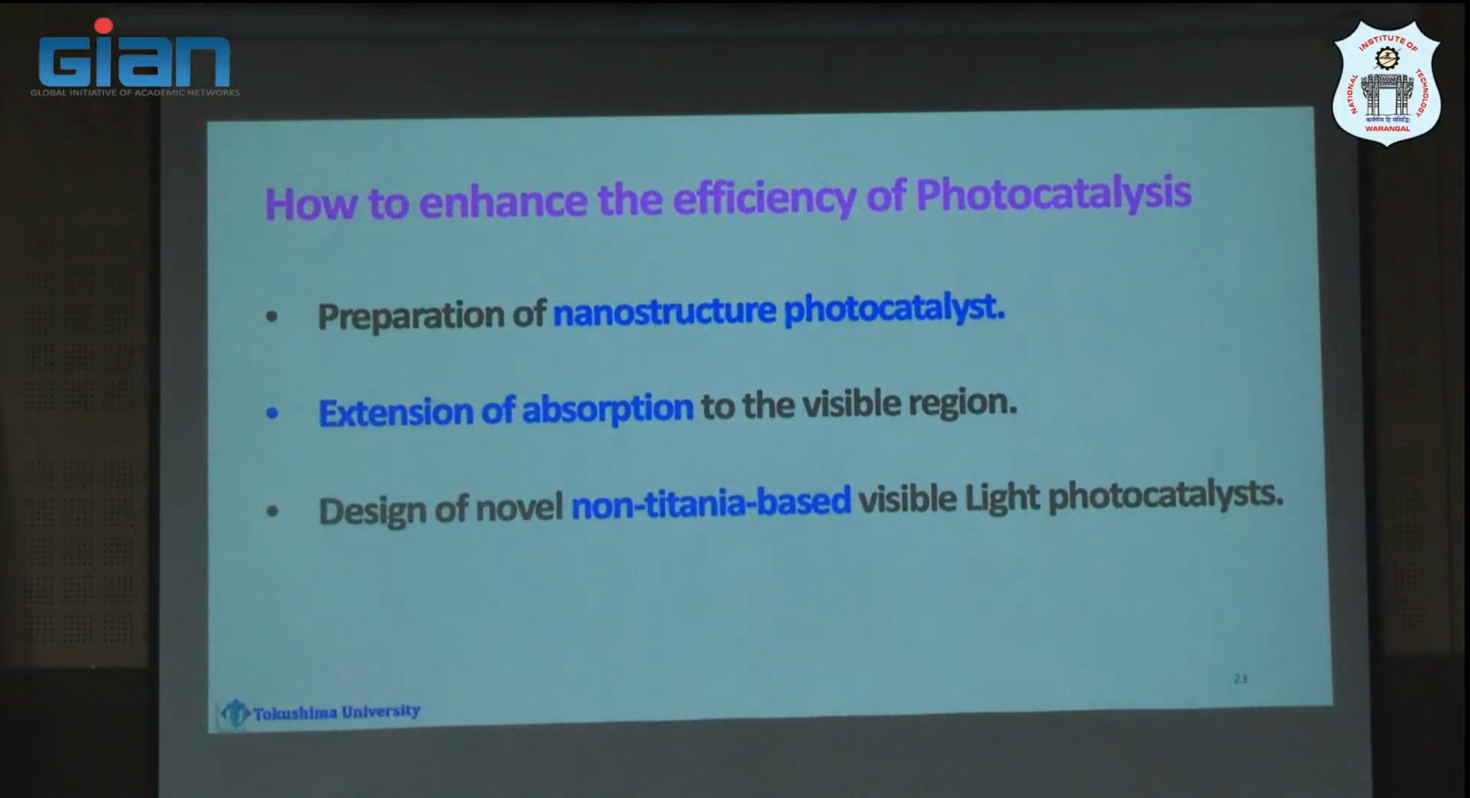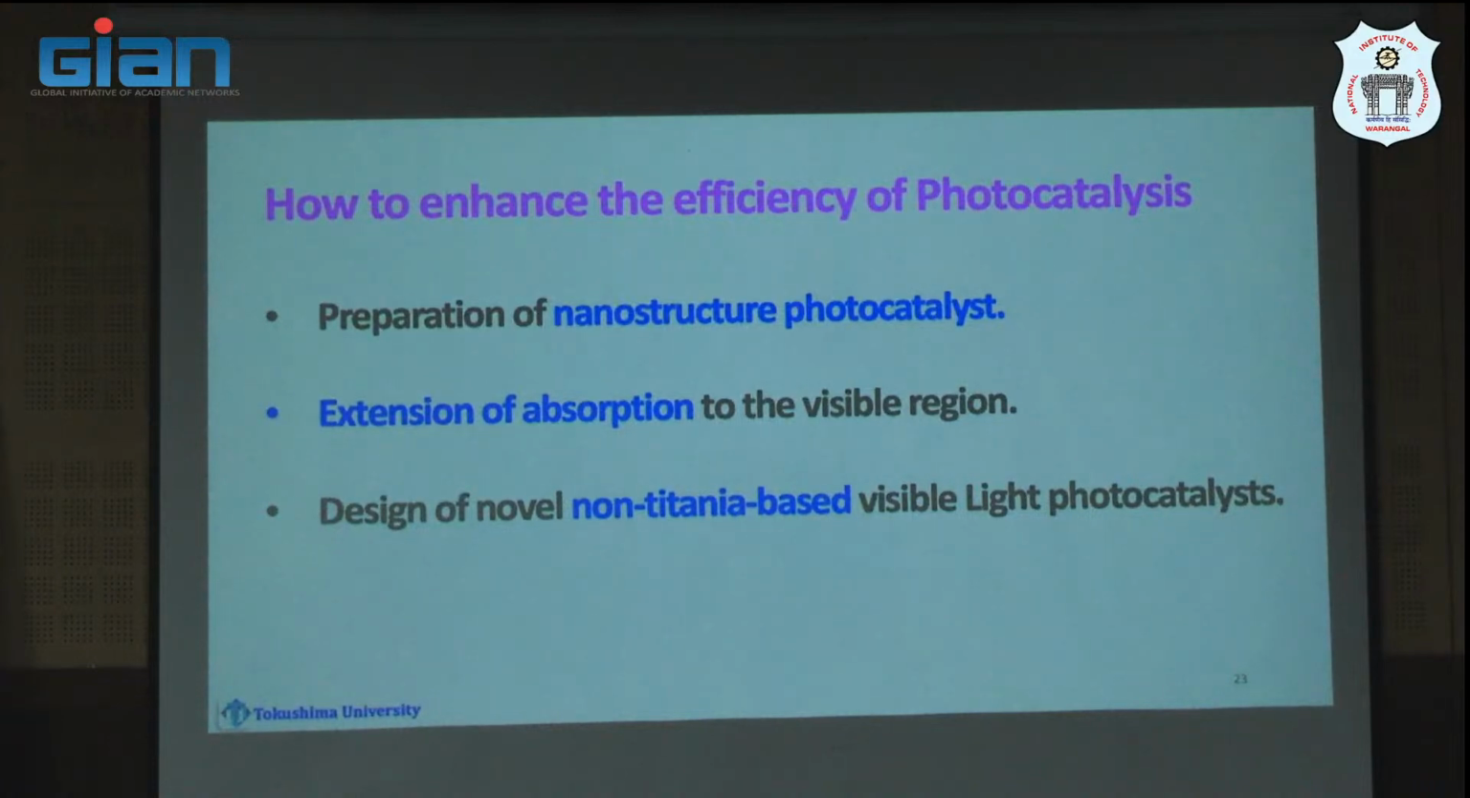First of all, what kind of nanostructure are you preparing? Whether they are particles, rods, metals, or sheets, what kind of nanostructure you are preparing, and whether it is useful for photocatalysis. That is one of the factors.